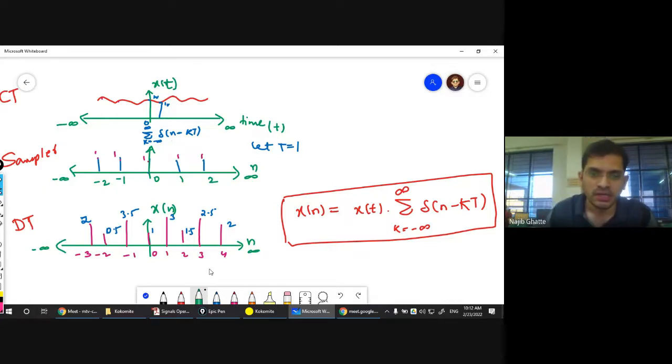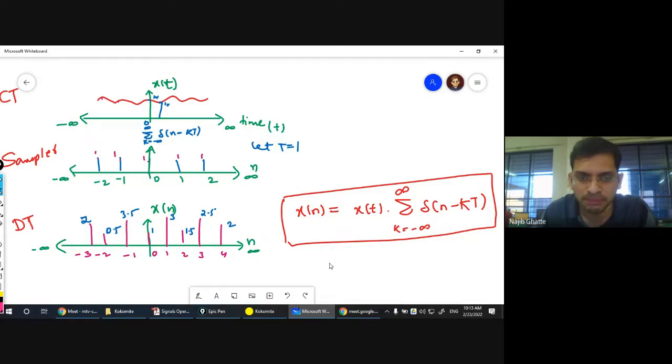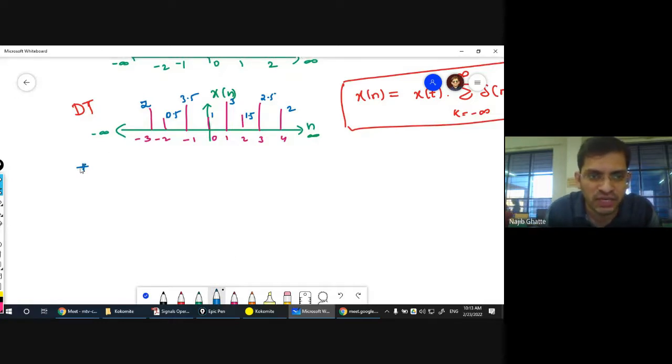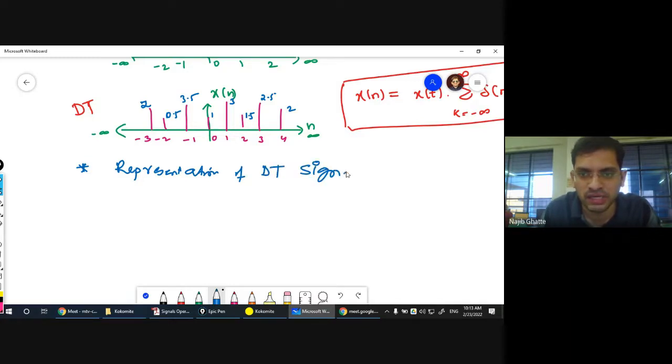Okay, fine. Now we are done understanding what is a continuous time signal and what is a discrete time signal. Now I'm only going to take this many samples. That's it. Okay. Now, how to represent these samples? There are multiple ways of representing a sample. So now we're going to understand the very important topic of today, that is representation of a discrete time signal. How can you represent, sir? How can you represent a discrete time signal?